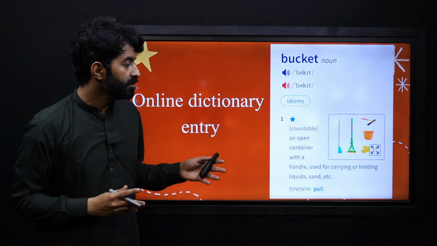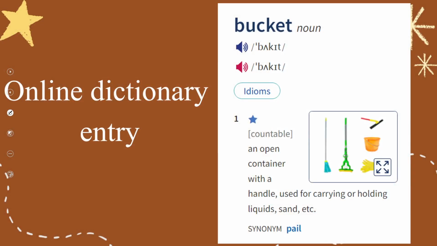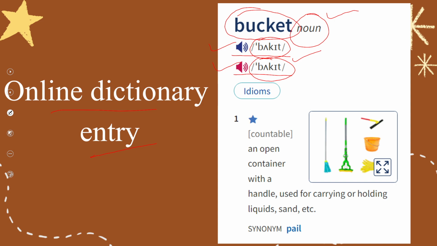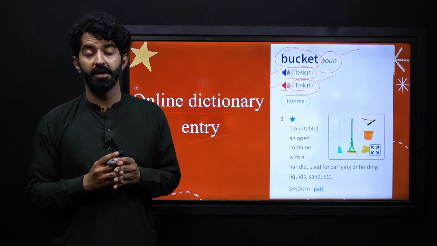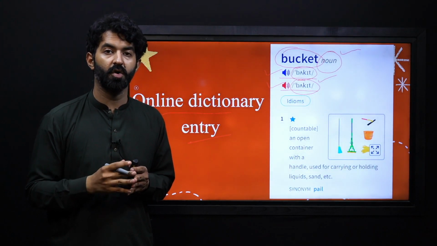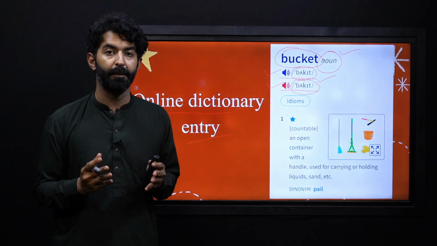Now, we know that we can access dictionaries online. So here is an online dictionary entry. If you type the word bucket in the search bar, you can find its category and its pronunciation. You can also hear them in the voice, and you can also identify the pronunciation of the word using this pronunciation key. Now, you can look up dictionaries online through websites, or you can also use a mobile phone application if you want.